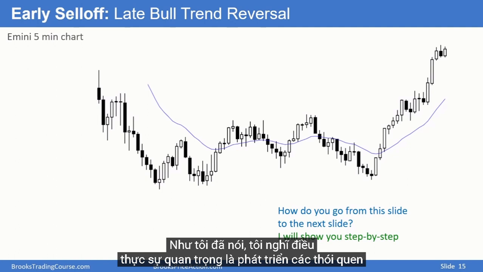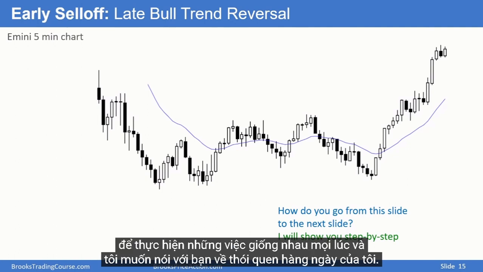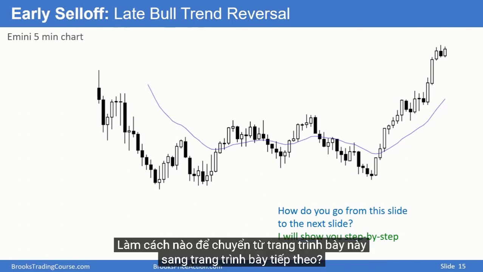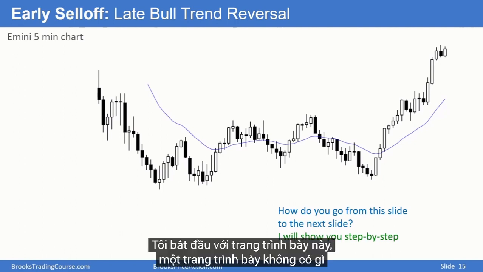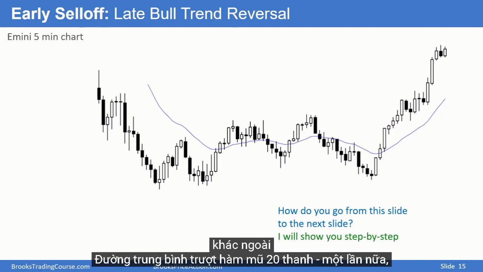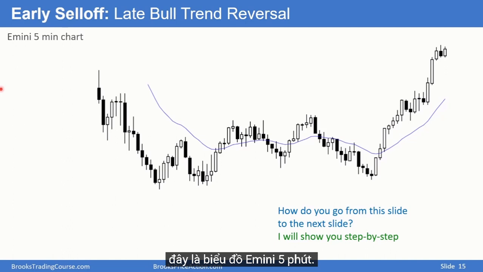As I said, I think it's really important to develop routines to do the same things every time. And I want to talk to you about my daily routine. How do I go from this slide to the next slide? I'm going to show you step by step. I start with this slide, a slide with nothing on it other than a 20-bar exponential moving average. Again, this is a 5-minute E-mini chart, 81 bars to the day session.